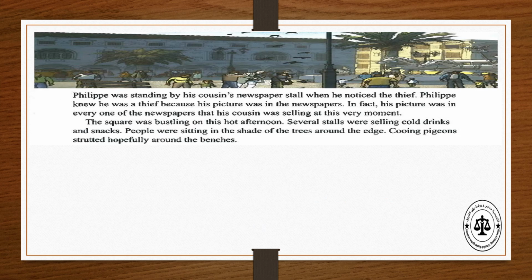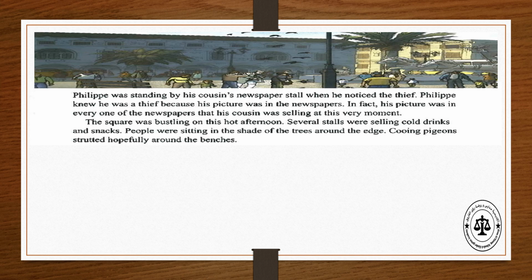Philip was standing by his cousin's newspaper stall when he noticed the thief. Philip knew he was a thief because his picture was in the newspapers. In fact, his picture was in every one of the newspapers that his cousin was selling at this very moment. The sequoia was bustling on this hot afternoon. Several stalls were selling cold drinks and snacks. People were sitting in the shade of the trees around the edge. Cooing pigeons strutted hopefully around the benches.